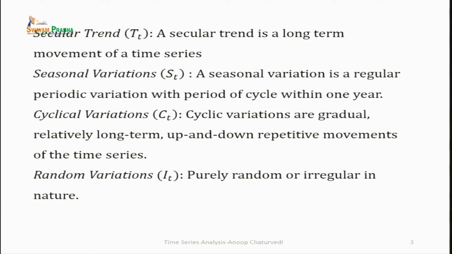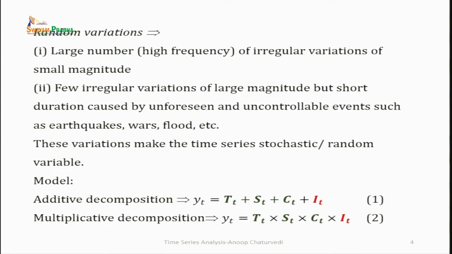Cyclical variations are also more or less periodic or repetitive, but these variations are more gradual, and in comparison to the seasonal variations, these variations are relatively long term, up and down repetitive movements of the time series. And the last component is random variations, which are purely random or irregular in nature.